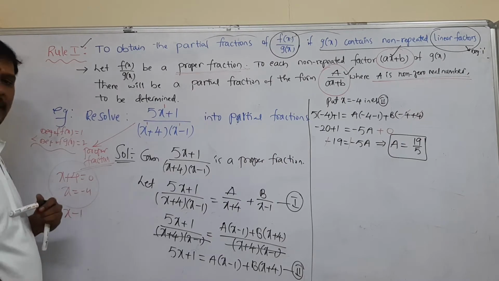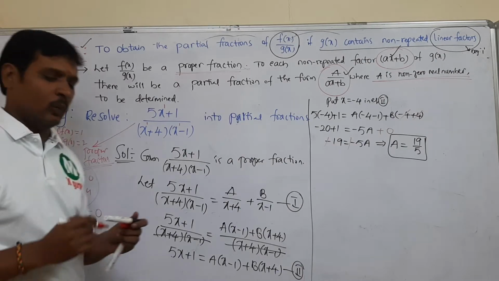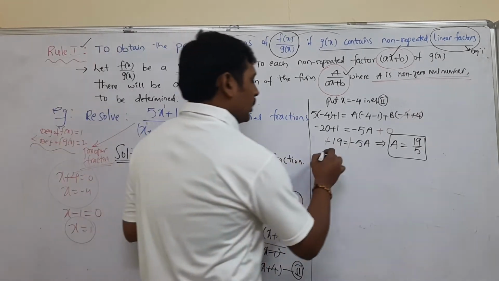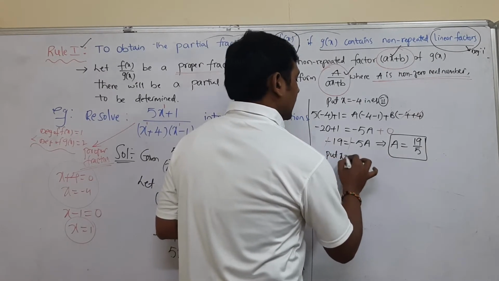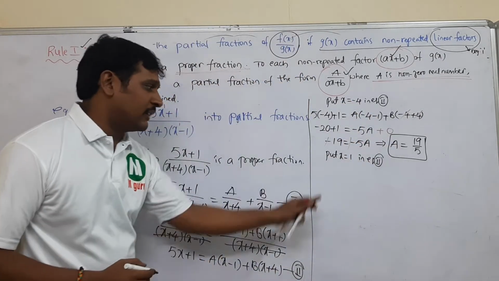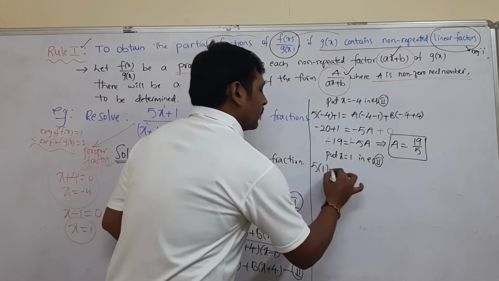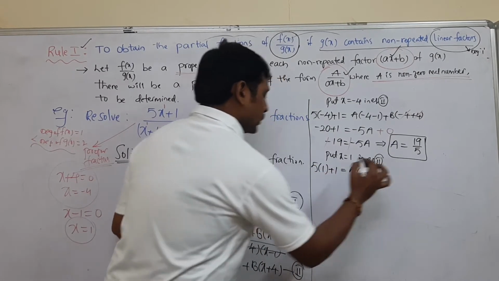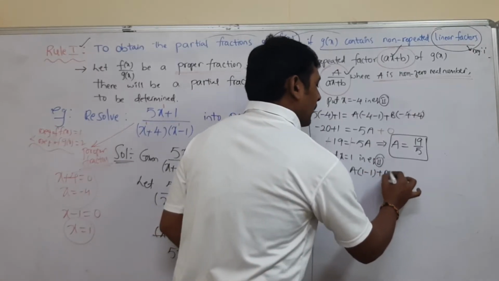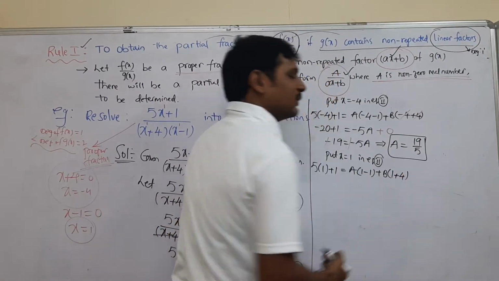So let us take x minus 1 equal to 0. So what is the x value? The x value is 1. So we need to replace x with 1. Put x equals 1 in equation number 2. So what happens when we replace x equal to 1 in equation 2? 5 into 1 plus 1 is equal to a into x minus 1, which is 1 minus 1, plus b into x plus 4, which is nothing but 1 plus 4.